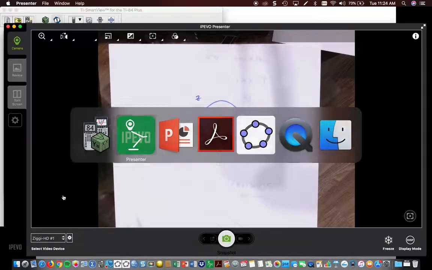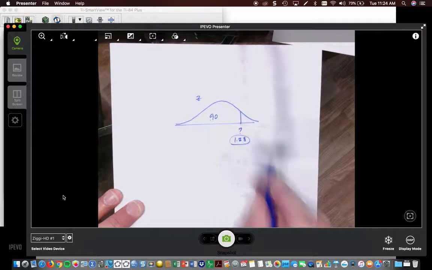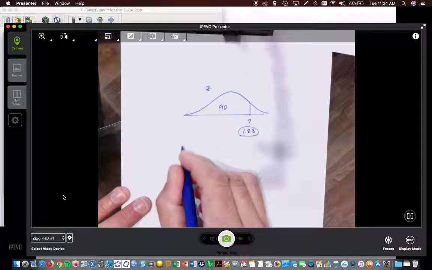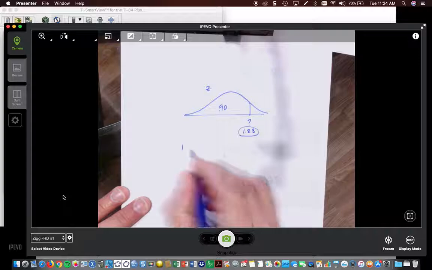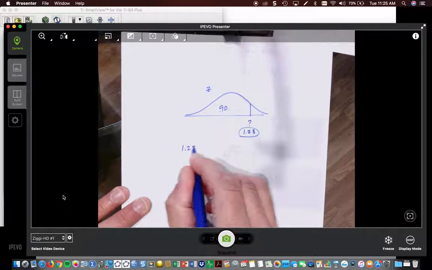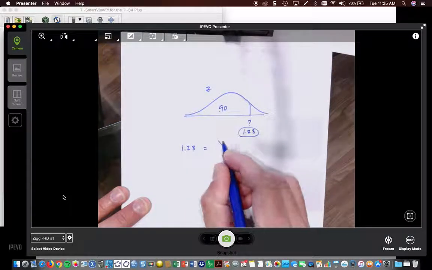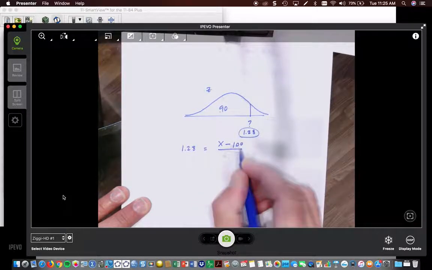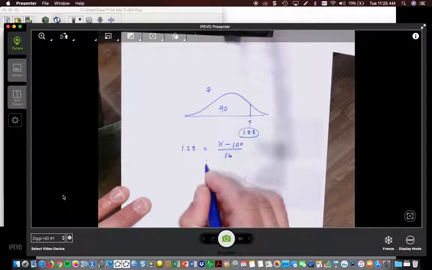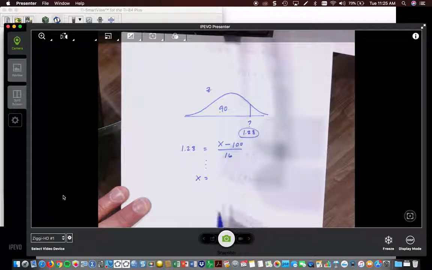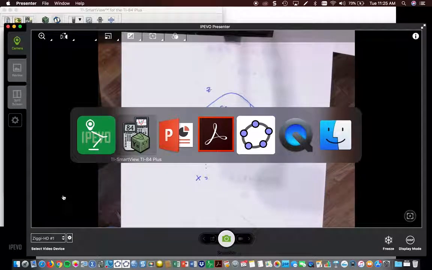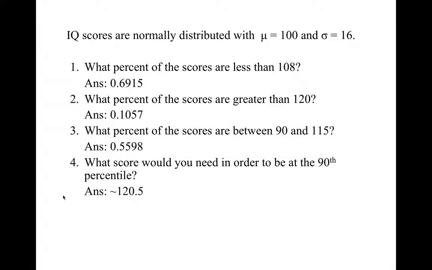Okay, now 1.28 is not an IQ score. This is a Z-score. This is 1.28 standard deviations above the mean. So if I want to know what score that is, now I've got to take 1.28, my Z-score, is equal to whatever value is going to be there minus the mean divided by the standard deviation, which is 16, and then I solve this value for X. All right, and I think that the answer for X is going to be somewhere around like 120 or so. Okay, so let's go back to the PowerPoint. The answer is, yeah, about 120.5.